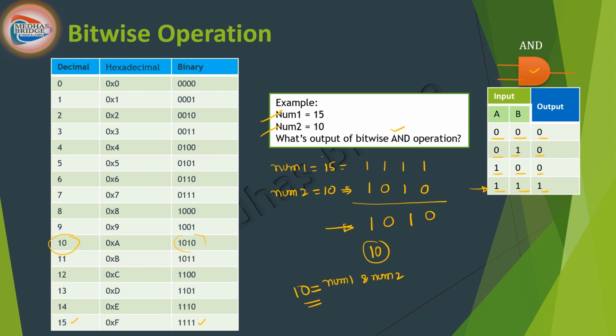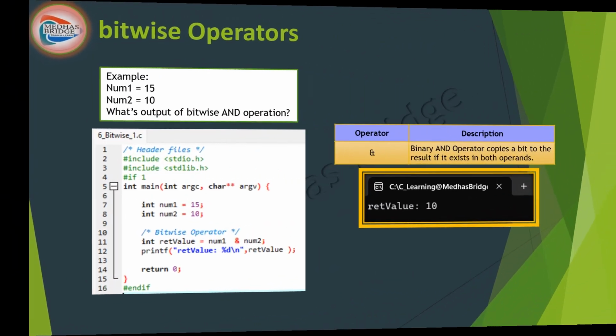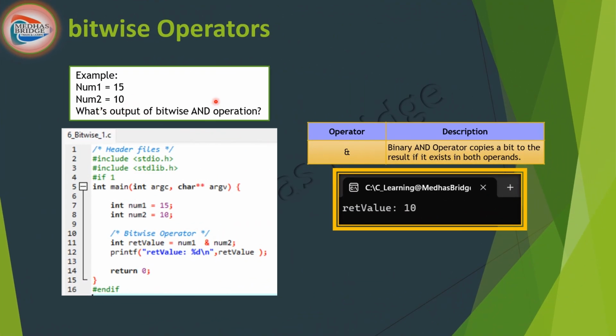Let's see how this works programmatically. See the same problem statement. Now I wrote it as a program. Int num1 is 15, int num2 is 10, and then I did a bitwise AND operation, and it returns a value and I'm trying to print the value. So 15 bitwise AND with 10 becomes 10. Do you see this one? This is exactly what we also got theoretically.